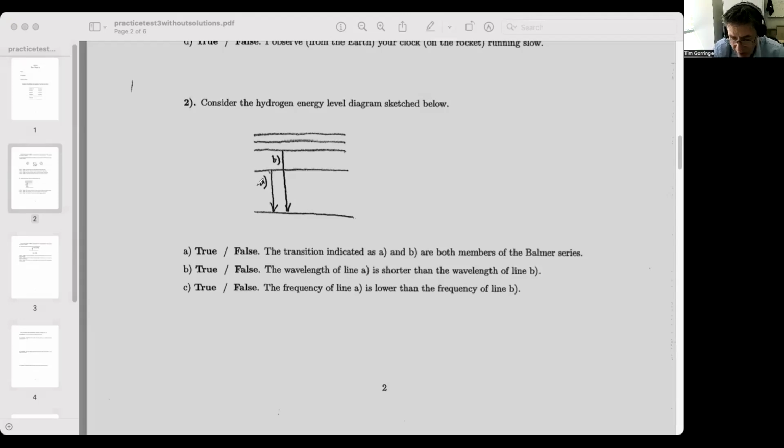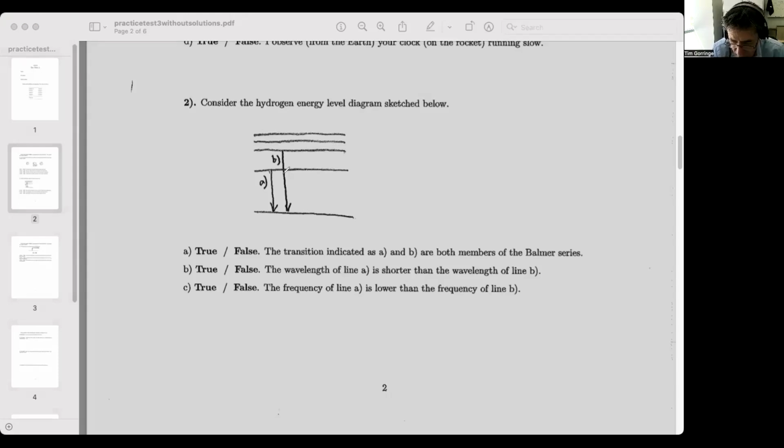These transitions represent the case where an electron was in an excited state, say the first excited state, and it decayed to the ground state by emitting a photon of light to carry off energy. In the case of transition B, an electron was in the second excited state and decayed to the ground state, again emitting a photon that carried off energy. So let's work through the questions that relate to that sketch.